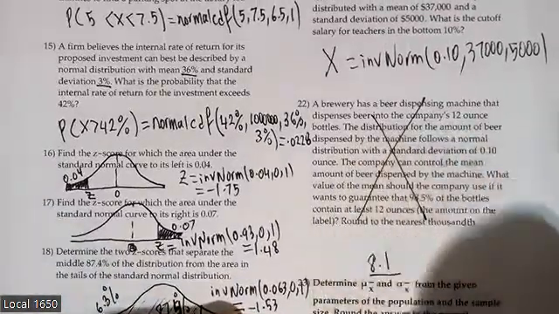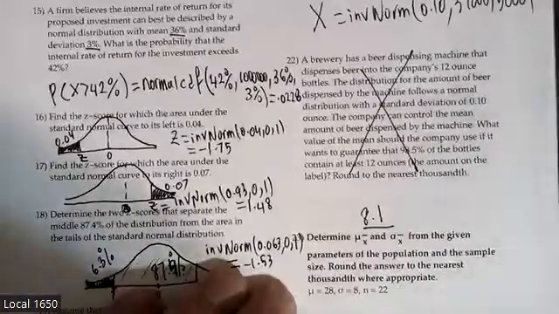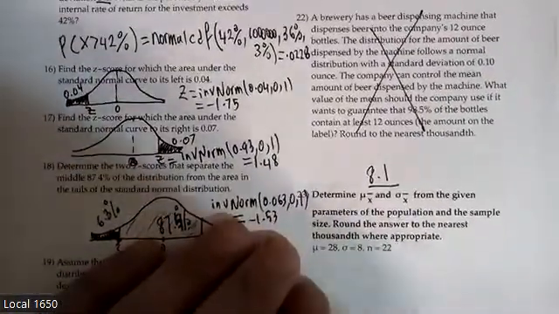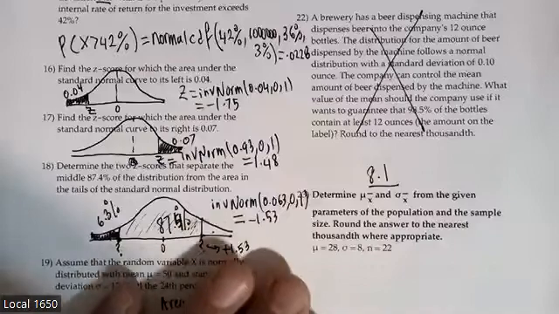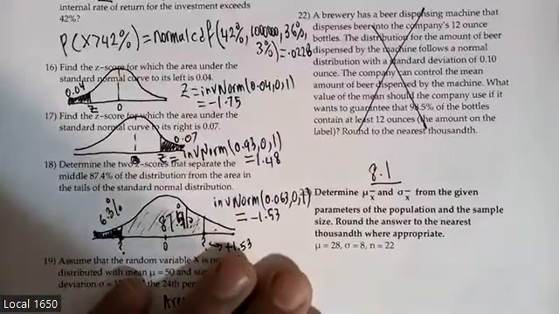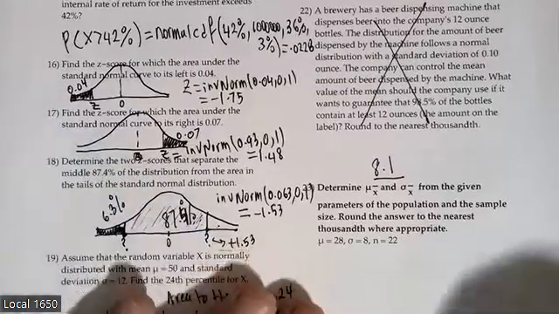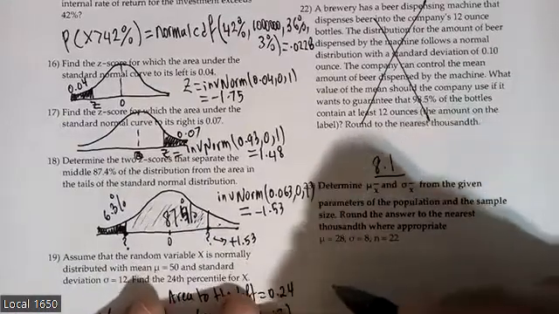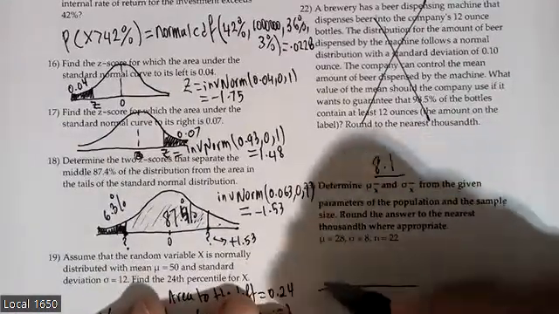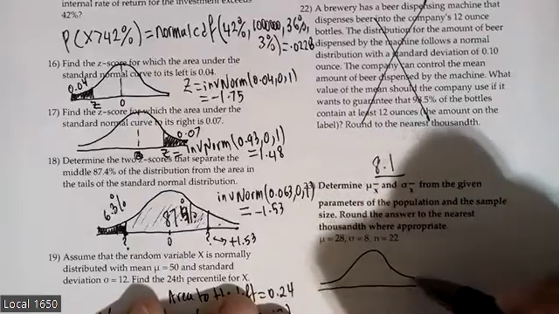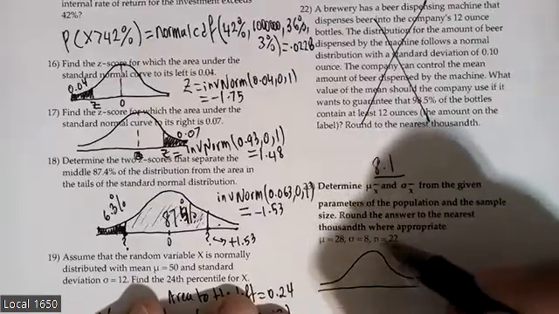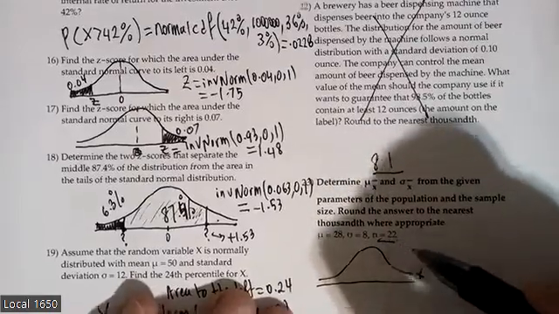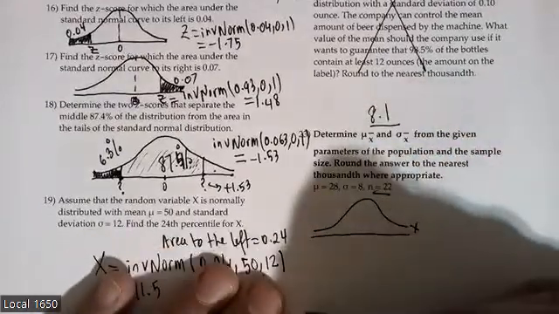About working with samples now, not working with one individual, working with samples. Determine mu of x bar and sigma of x bar from the given parameters of the population and sample size. Round your answer to the nearest thousandth. Okay, you know, guys, when you have a normal population X and you select samples of size n, here it's 22, you're going to get this population.